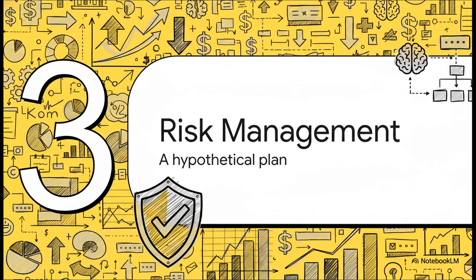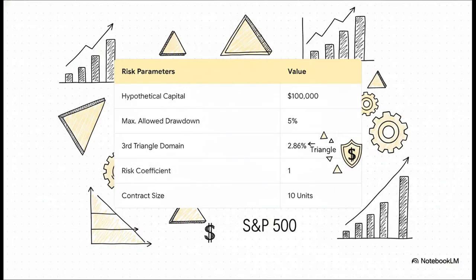Next up, we've got to talk about the risk framework. This part is all about how a position size gets calculated, and it's all based on a hypothetical strategic plan. This slide lays out all the foundational numbers for that calculation. We're starting with a hypothetical capital of $100,000. The maximum allowed drawdown for this plan is set at 5%. Then we have something called the third triangle domain percentage, which is 2.86%. And finally, a risk coefficient of 1 with a contract size of 10 units.